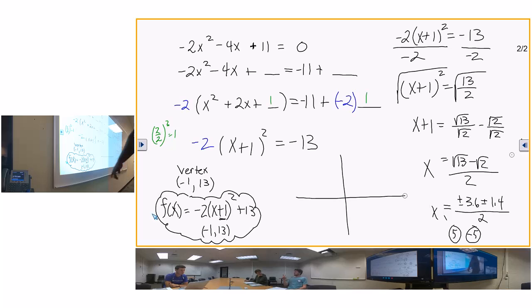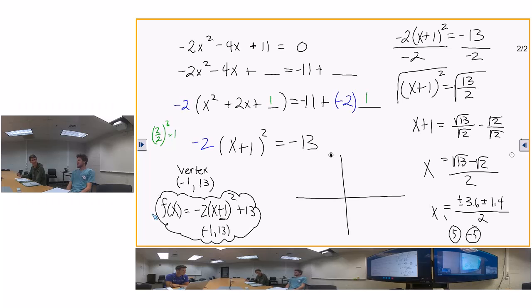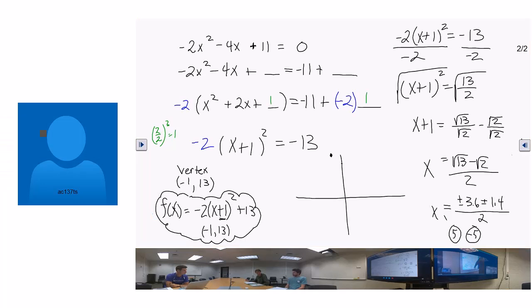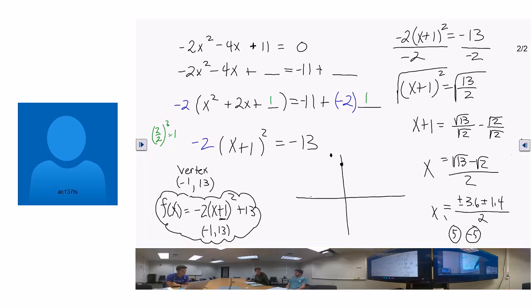Let's go ahead and do it. We know that it's opening downward. We know -1 and positive 13, so -1 and positive 13. And we know that 11 is going to be there. I would say probably -5 and positive 5 are the x-intercepts.